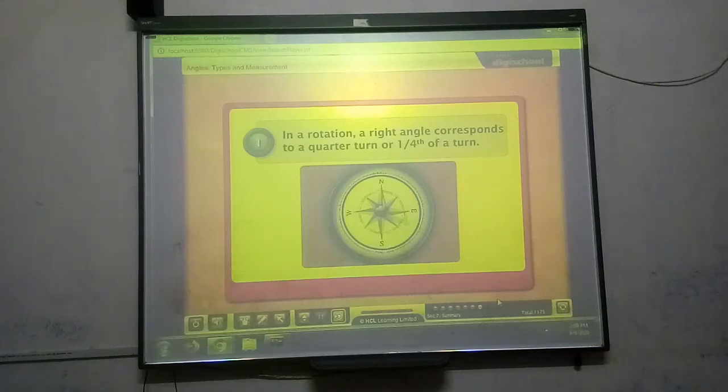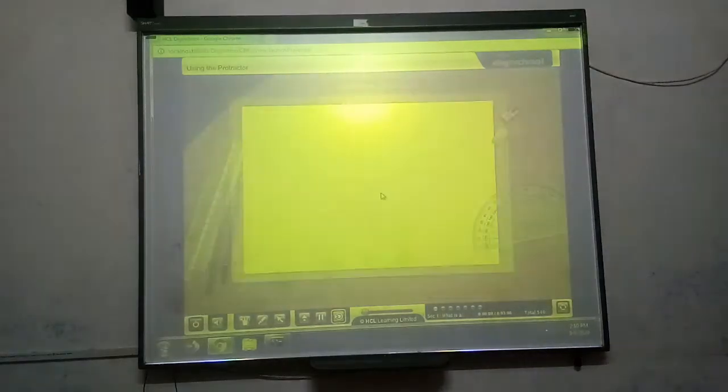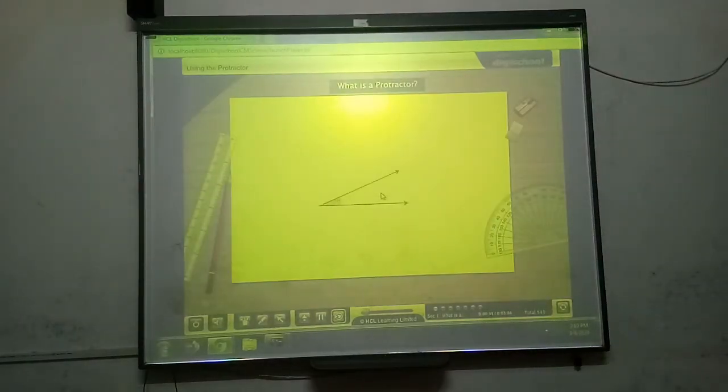In a rotation, a right angle corresponds to a quarter turn or 1/4 of a turn. Using a protractor. We already know that the amount of turn between two arms or two rays that have a common endpoint is an angle. Just as we use a ruler or scale to measure length, we use a protractor to measure angles. The protractor also helps us construct angles.